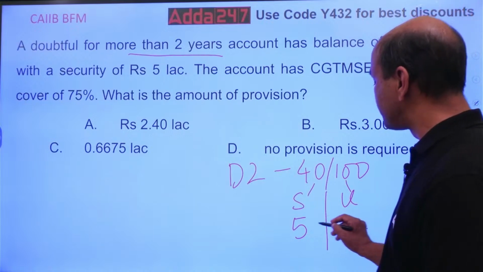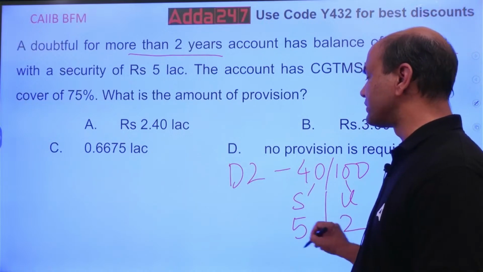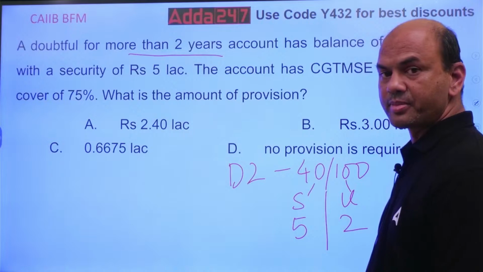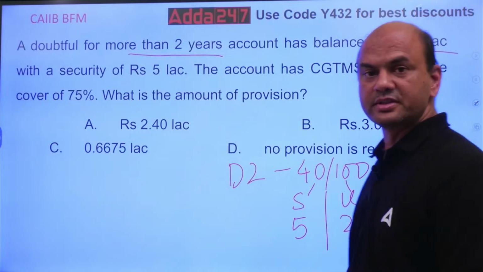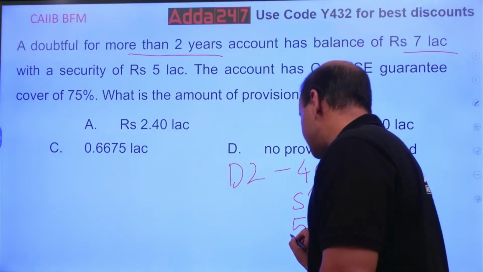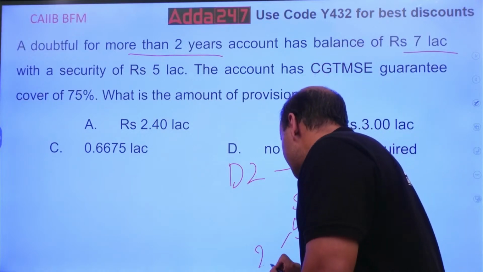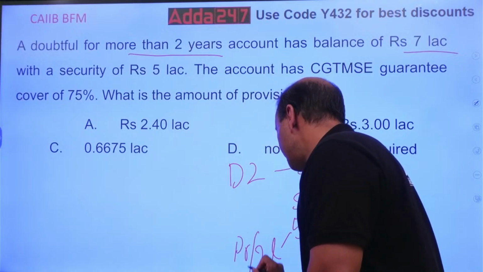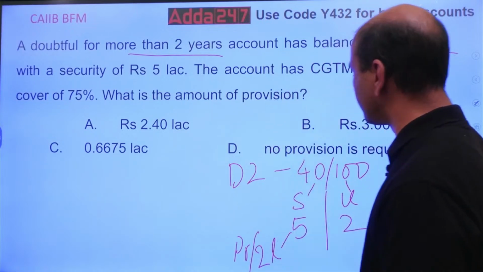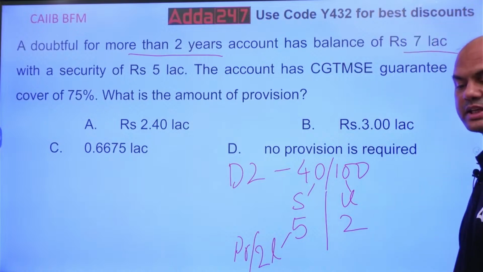Now, this 5 lakhs is secured. So what is the provision for this 5 lakhs? It is 40%. 5 lakhs into 40%, that is 2 lakhs. So the provision is 2 lakhs for the secured part.